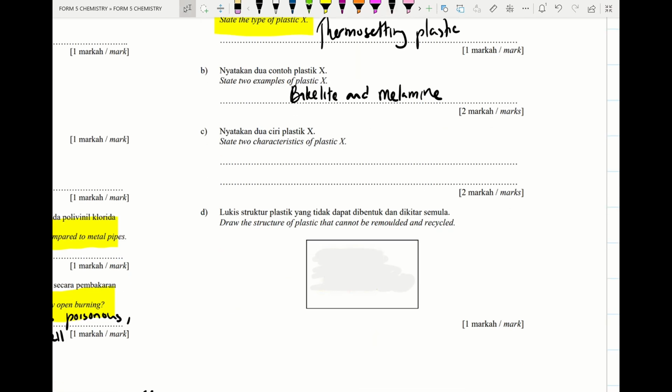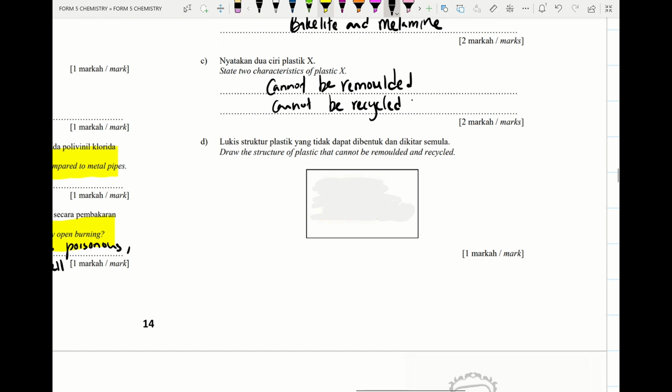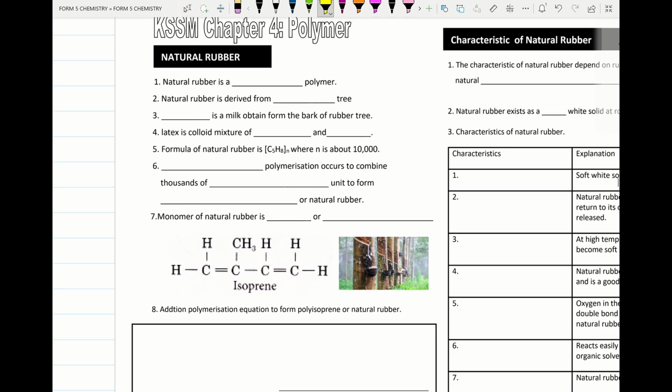Alright, state two characteristics of plastic X. So this plastic X cannot be remolded. Alright, and also cannot be recycled. Alright, so these are the characteristics of thermosetting plastic. Alright, now we try to check question number D. Draw the structure of plastic that cannot be remolded and recycled. So how to draw? So we draw like this. Alright, and we move on to the next part under natural rubber.